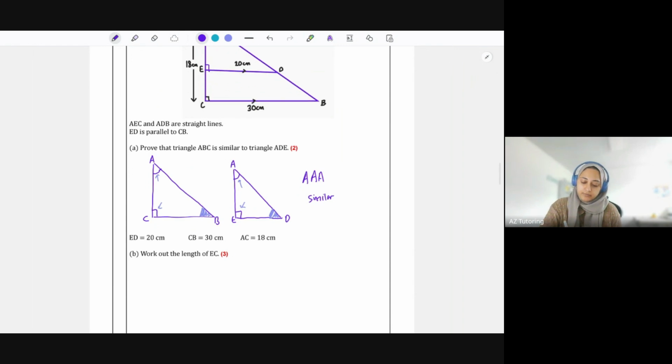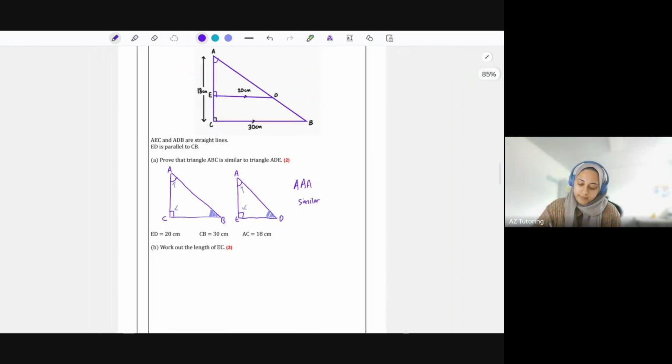Okay, part B. It says ED is 20, which is on the diagram. CB is 30, that's here. And AC is 18. Okay. Work out the length of EC. So EC is this part here. So work out that length here.